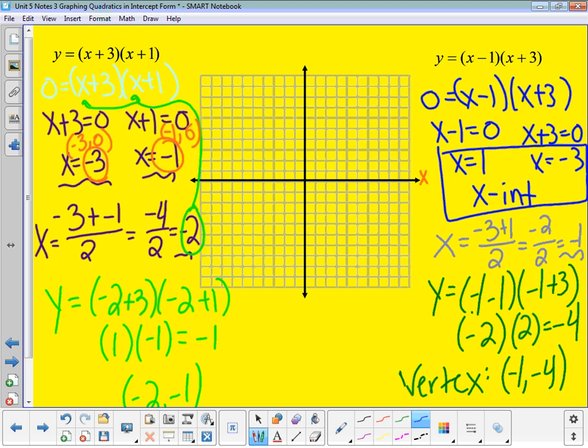So my vertex is at (-1, -4). So I'm going left 1, down 1, 2, 3, 4, and I'm going to plot that point. Then I see that my x-intercepts are at 1 and -3. So on the x-axis, I'm going to go over 1 and plot that point, and I'm going to go left 3, plot that point, and then I'm going to draw in my parabola. There it is. Isn't it beautiful?